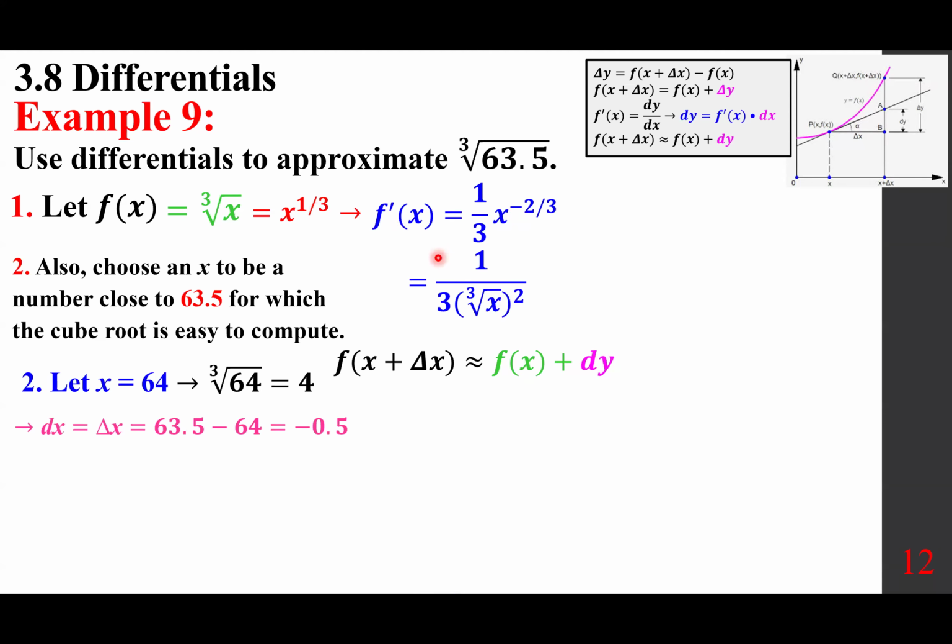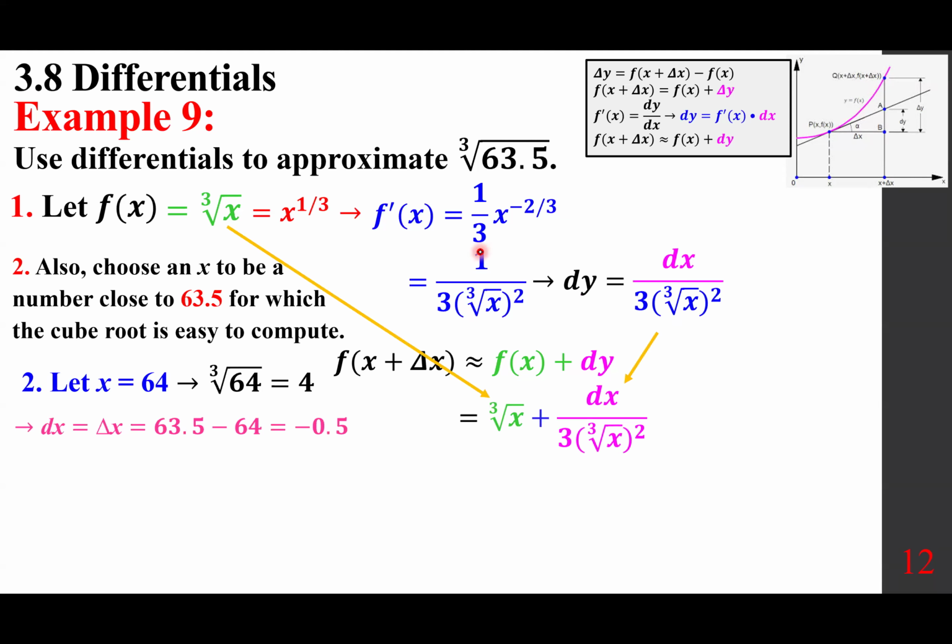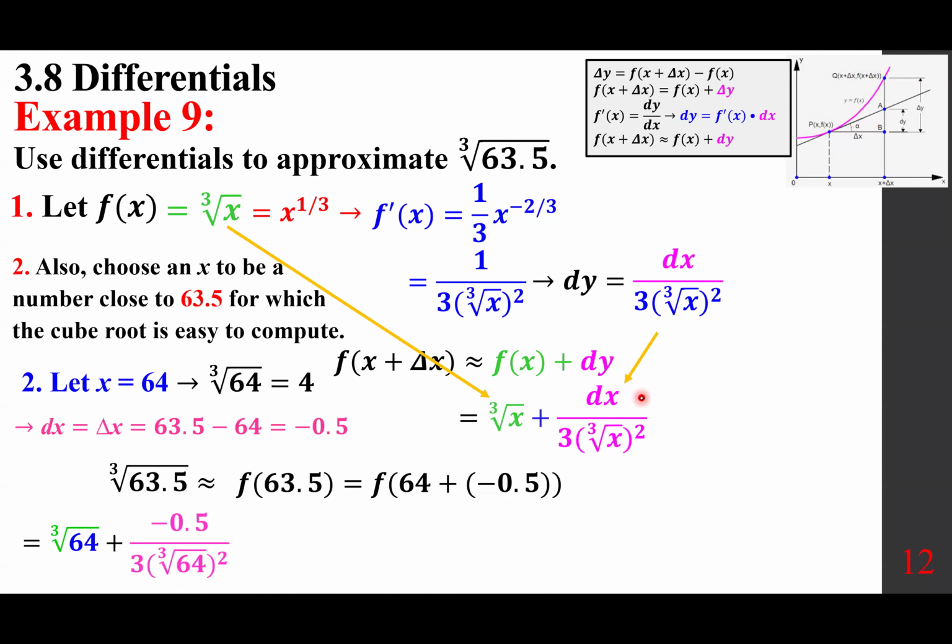So what is dy? f prime of x times dx. You can put it right here, or 1 times dx, put it at top. And so now we have both of them. So what is cube root of 63.5? It's f of 63.5, which indicates the choice for x is 64, for dx is negative 0.5. So replace the x with 64 here and here, and dx with negative 0.5.